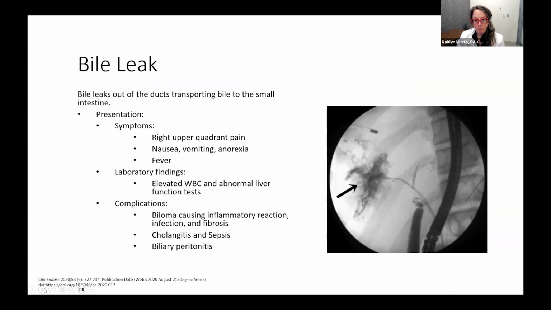Oftentimes patients present with right upper quadrant pain or fever. They may have nausea or vomiting. The white blood cell count can potentially be elevated in the labs, and this can result in an inflammatory reaction or an abscess, or biloma is another term that you may hear. And this is a picture here of an endoscope, and you can see this is the main biliary tree, and all of this is bile leaking out into the system.